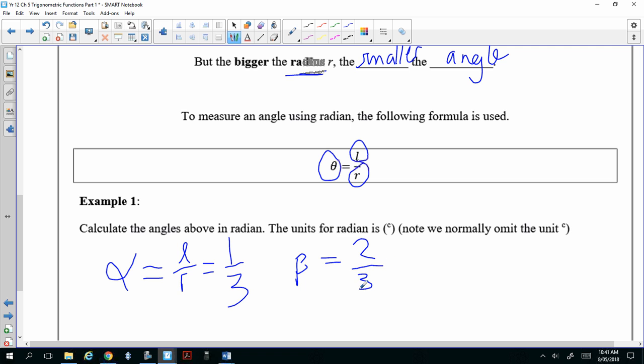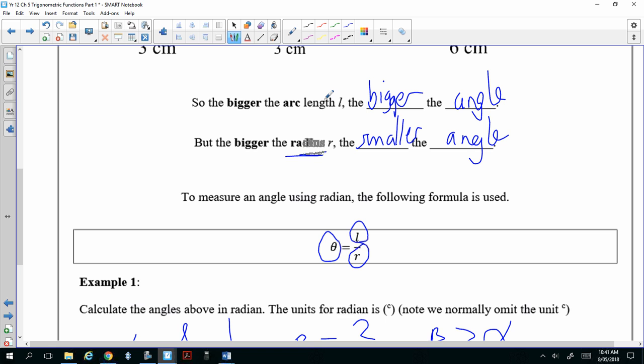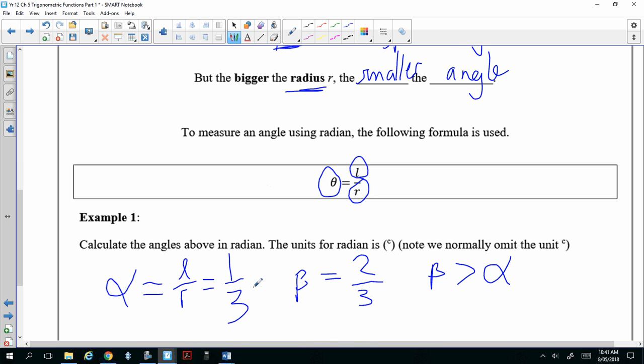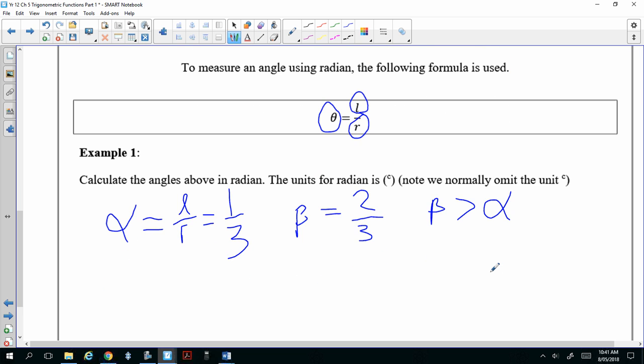So clearly, beta is bigger than alpha, because the bigger the arc length, the bigger the numerator. When the numerator is bigger, that makes the angle bigger, right? Now comparing with theta, theta is equal to 1 over 6. Clearly, theta is smaller than alpha because you have a bigger denominator. That's why we have the radius in the denominator, arc length in the numerator. So all these numbers are actual radians.